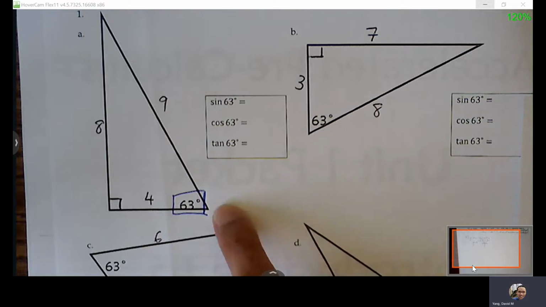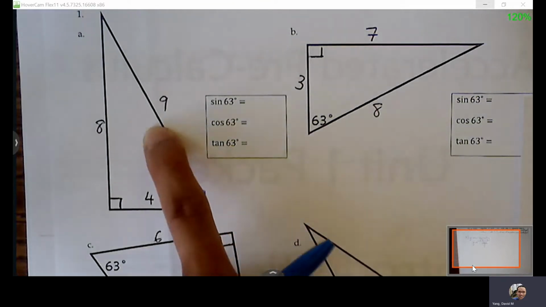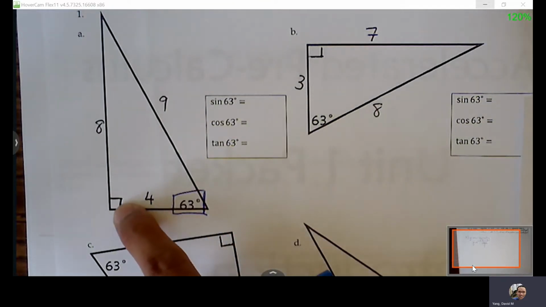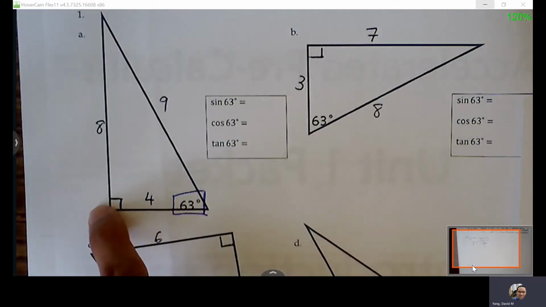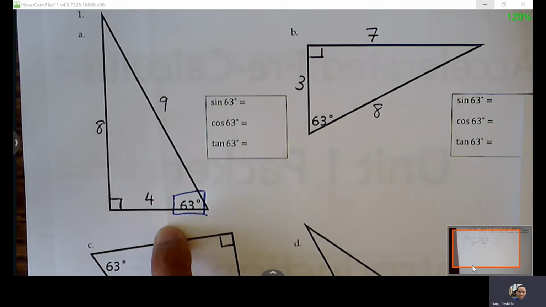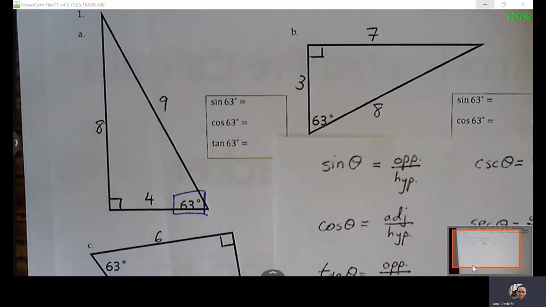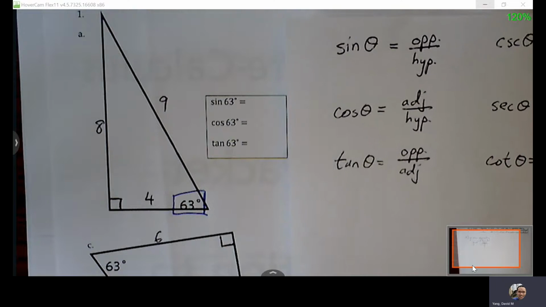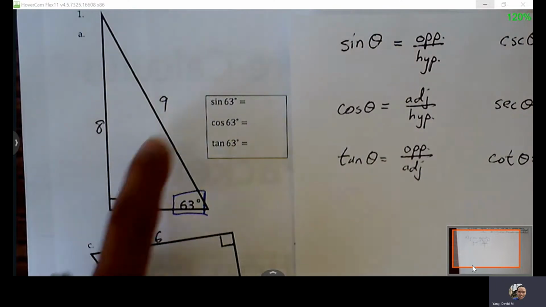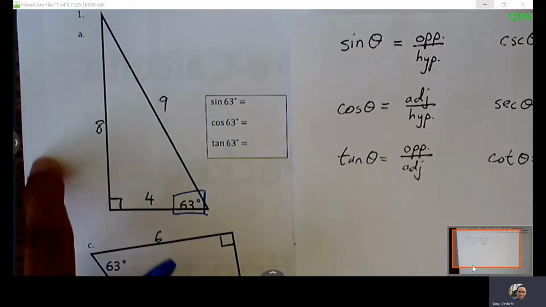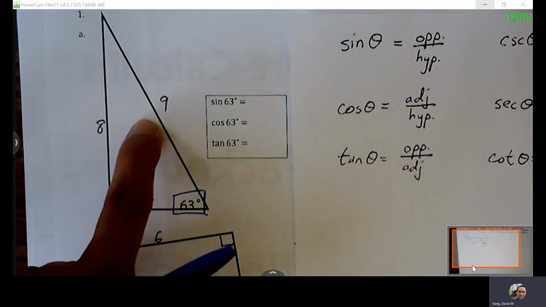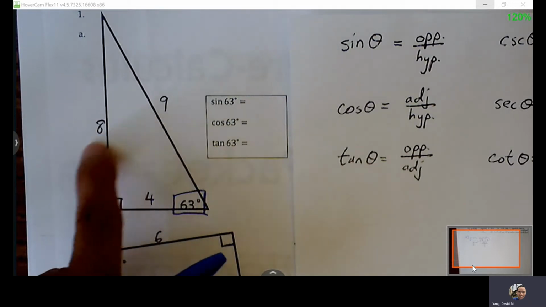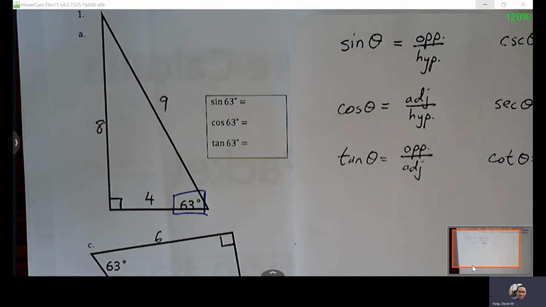The way we can tell hypotenuse is that it's always going to be opposite the 90-degree angle. So it's going to be the longest side. So the longest side is going to be across the 90-degree angle. Okay. So if we want to find sine, cosine, tangent, sine is opposite over hypotenuse. So our opposite is 8, our hypotenuse is 9. So 8 over 9.